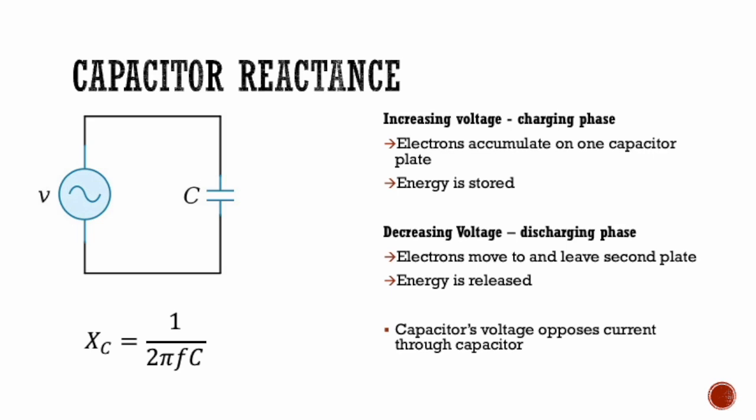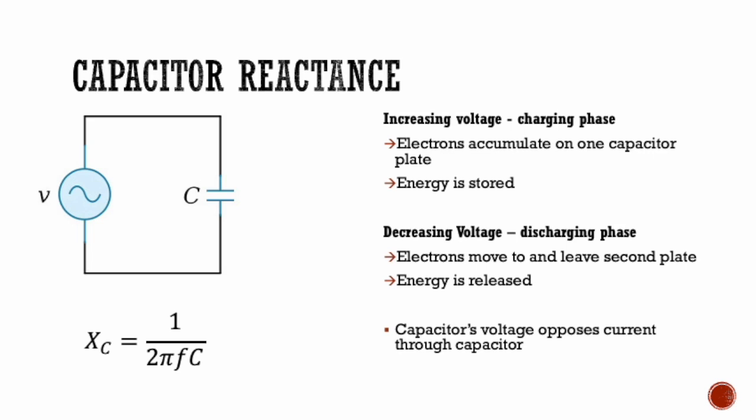As the voltage decreases, the other plate releases some electrons and becomes positive. Energy is released. This is the discharging process. Capacitor's voltage during this stage also opposes the current flow. In an AC circuit, voltage is constantly reversing, therefore this process of charging and discharging constantly repeats. The capacitive reactance is the act of the capacitor's voltage opposing the flow of current.